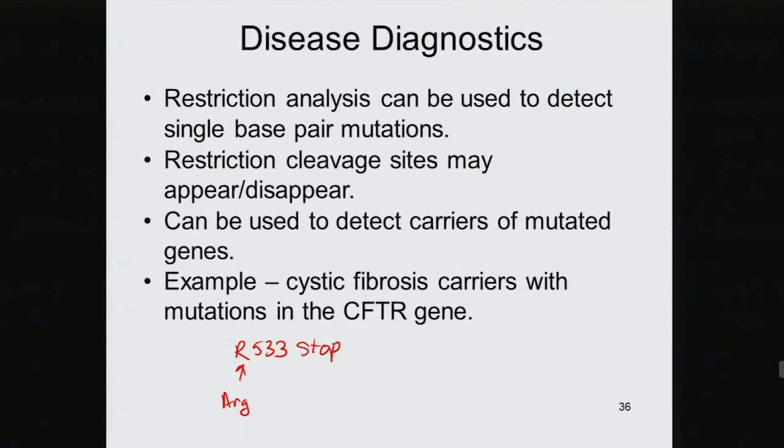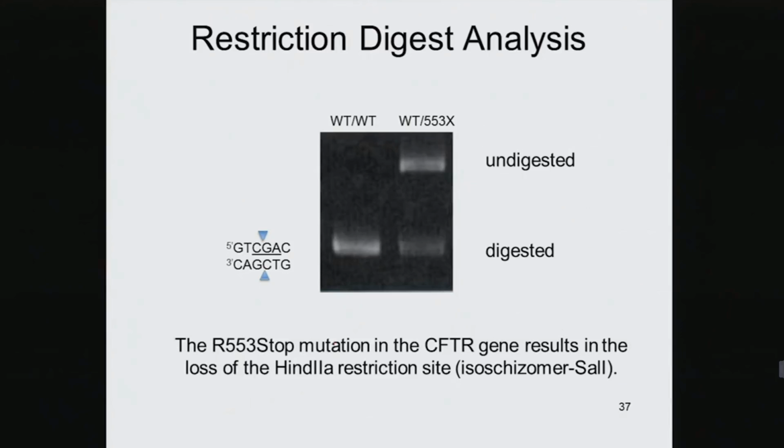And ironically, or serendipitously, this mutation actually led to the disappearance of a restriction site. Okay? Sometimes if, again, you have a mutation, maybe a restriction site appears, or maybe it disappears. And you can use it as a diagnostic tool to identify carriers of this mutation. And I'll show you how that was actually done.